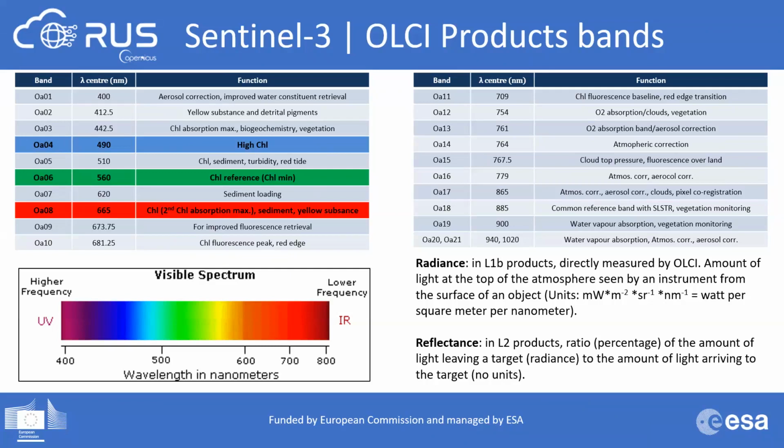Also keep in mind that in the native Level 1B OLCI product, you will find the radiances collected by the 21 spectral channels. So the radiances are directly measured by OLCI and are the amount of light at the top of the atmosphere. During the webinar, we will need to convert those radiances into reflectances. What is a reflectance? It's the percentage of the amount of light leaving a target to the amount of light arriving to a target.